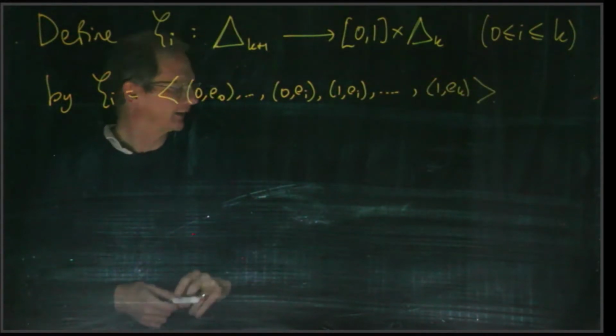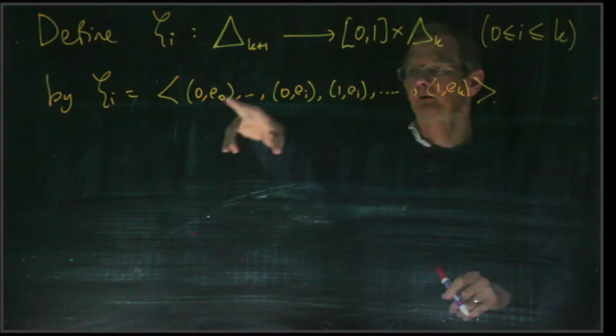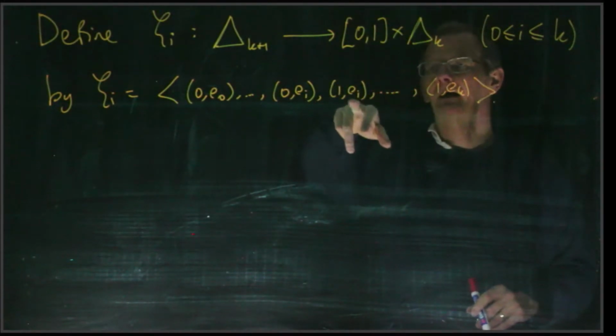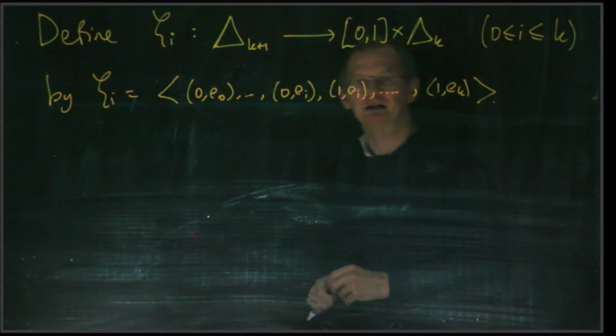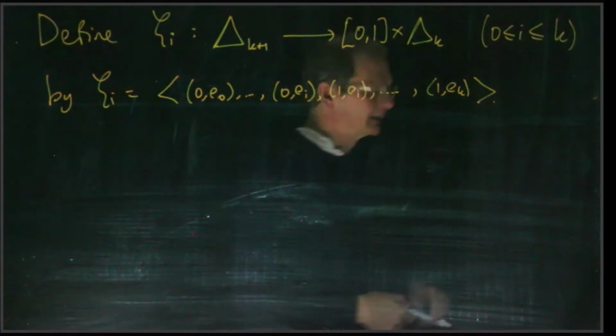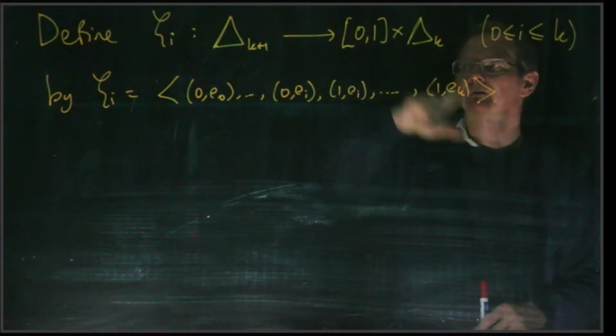And so it's like this. The vertices go: you've got vertices E0 up to Ei on the bottom, Ei repeated on the top, and then all the way up to Ek on the top. Okay. And so there's a bunch of maps from delta k plus 1 into this prism, as it were.